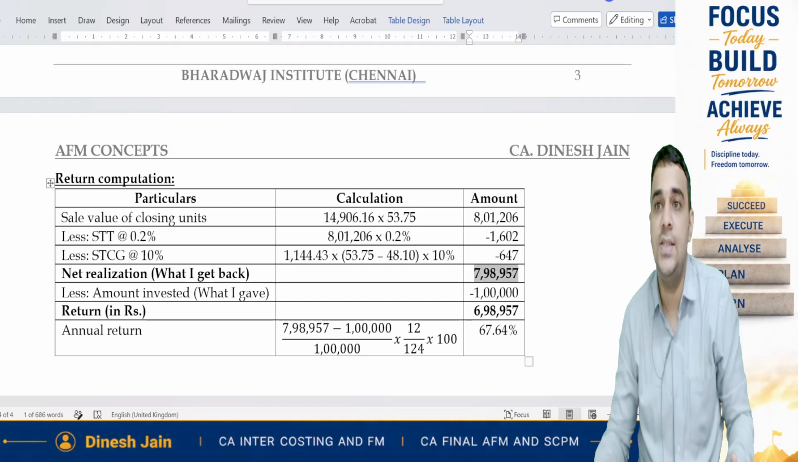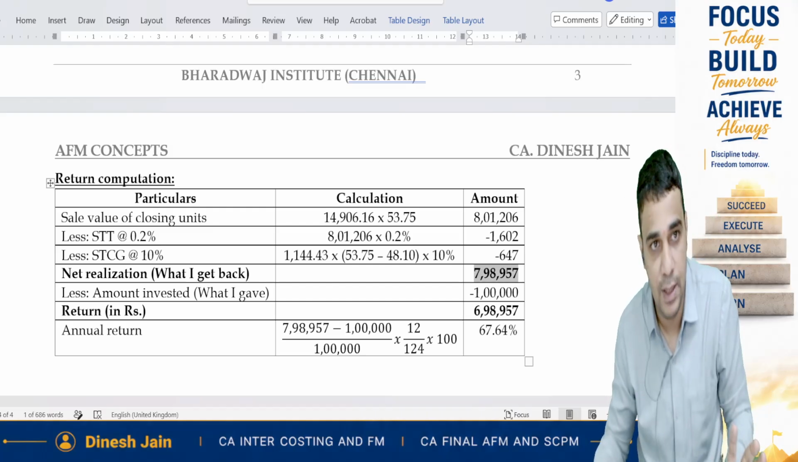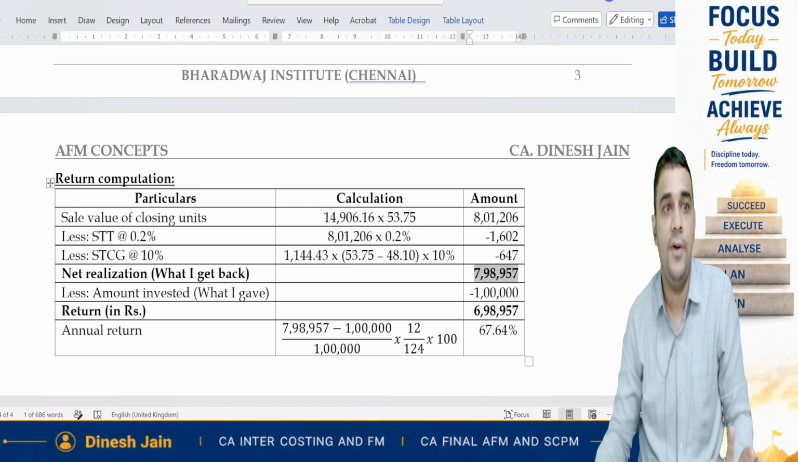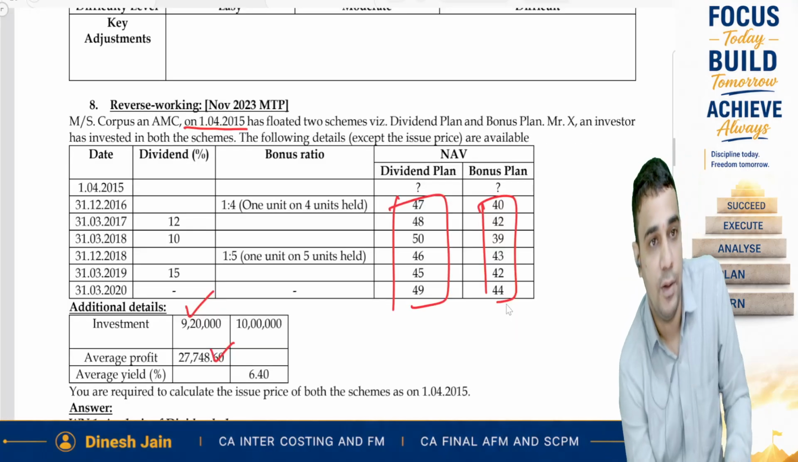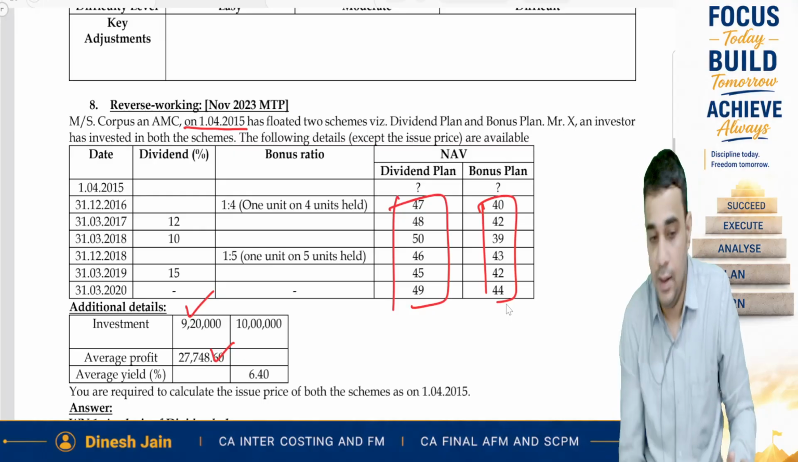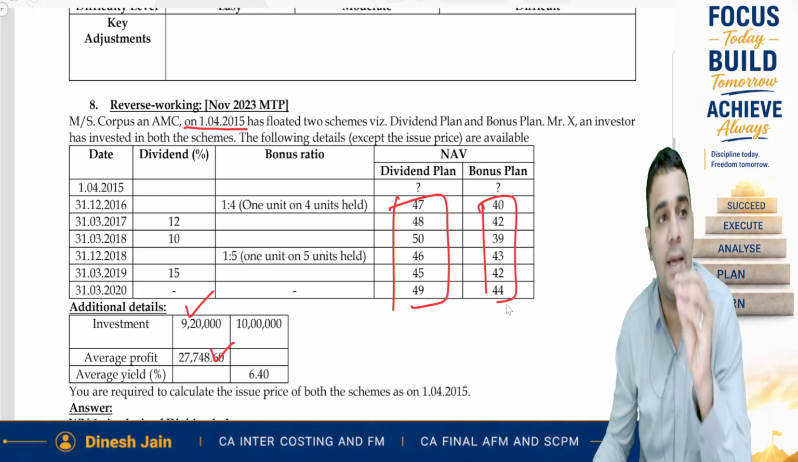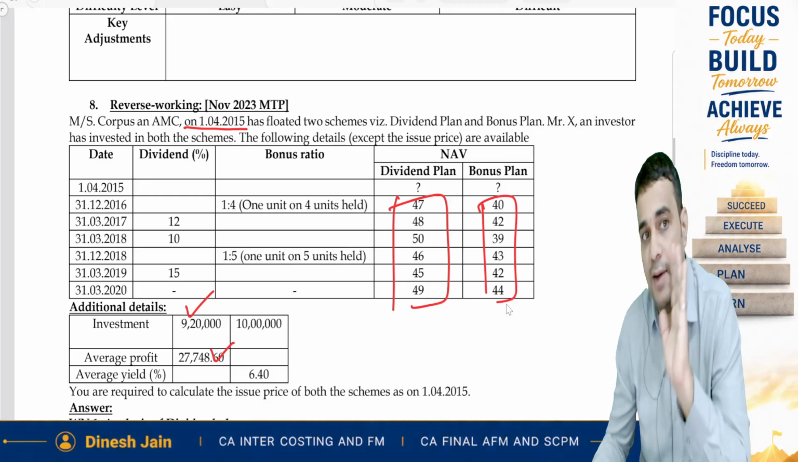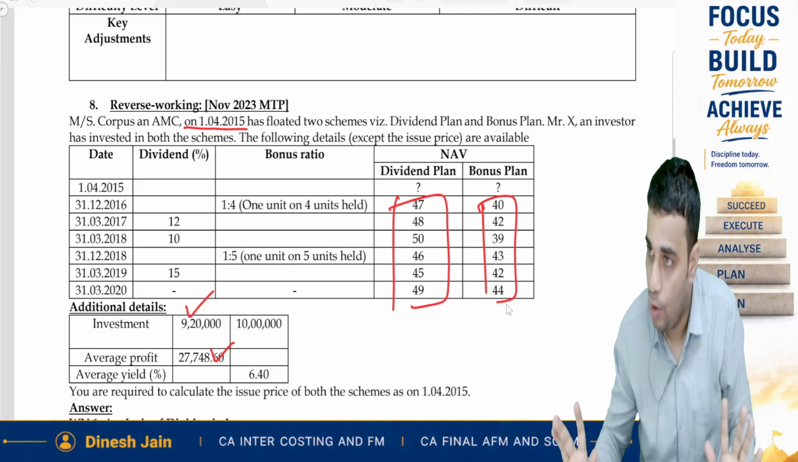So net realization is closing units into closing NAV. Closing NAV is available in the question. What is not available is the opening NAV. For one plan, they gave average profit. Another plan, they gave average yield. Yield means average return and not IRR. All general, all normal return only.